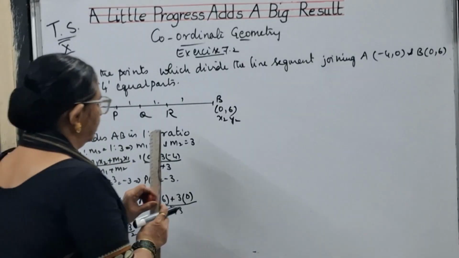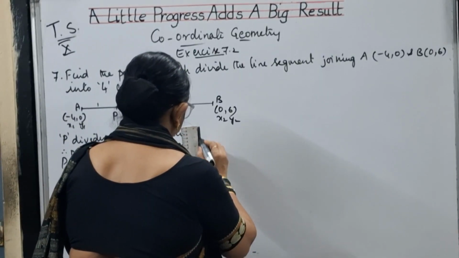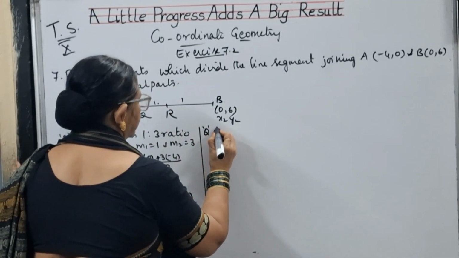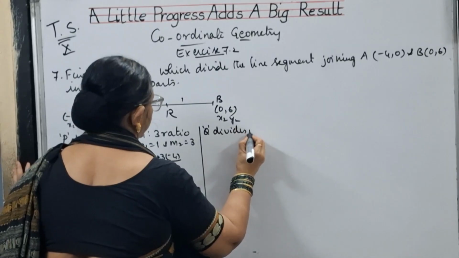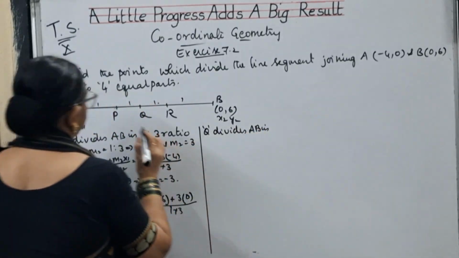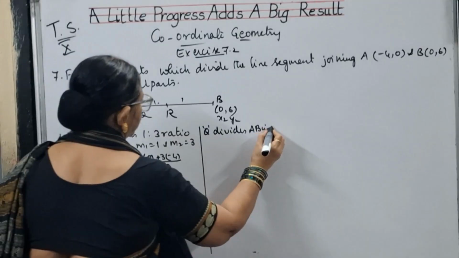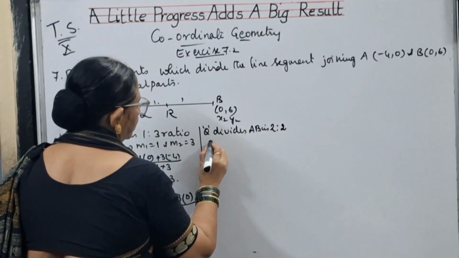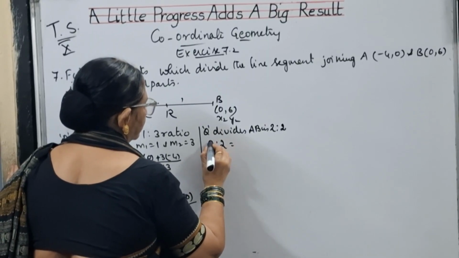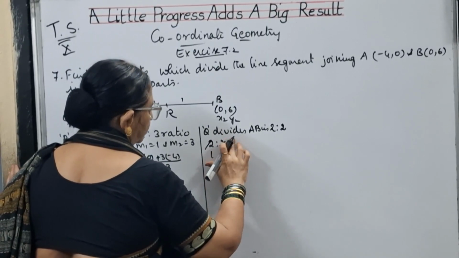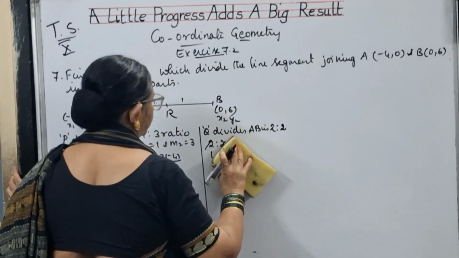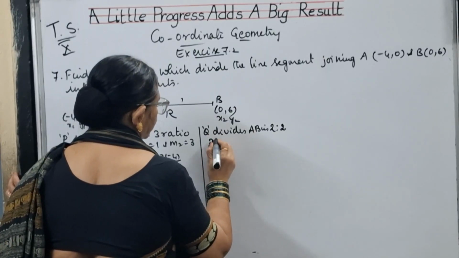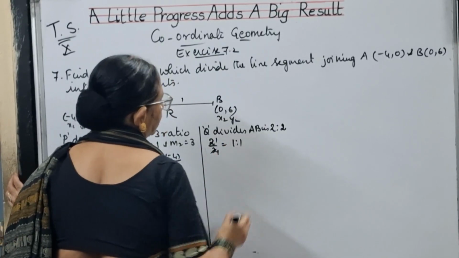Now, let us talk about the coordinates of Q. Q divides AB in, see, from here to here 1 and 2, 2 is to 2. From here to here again 2. That means 2 is to 2 is equal to 1 and 1. What do you mean by 2 is to 2? 2 is to 2 means 2 by 2. This is 1 by 1, that is 1 is to 1.